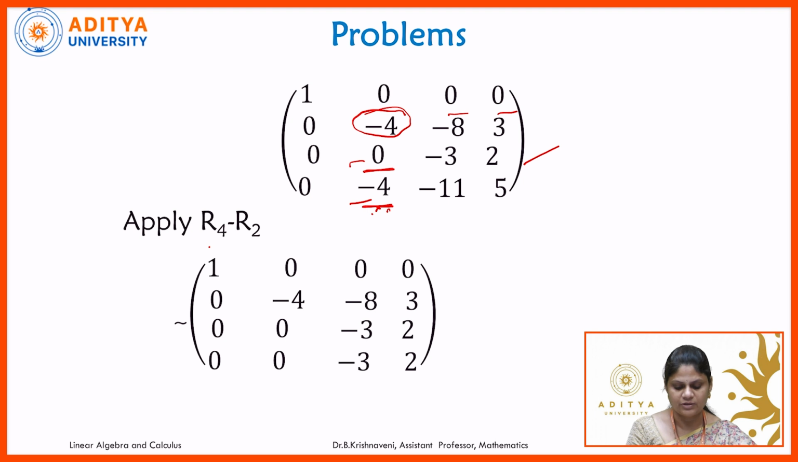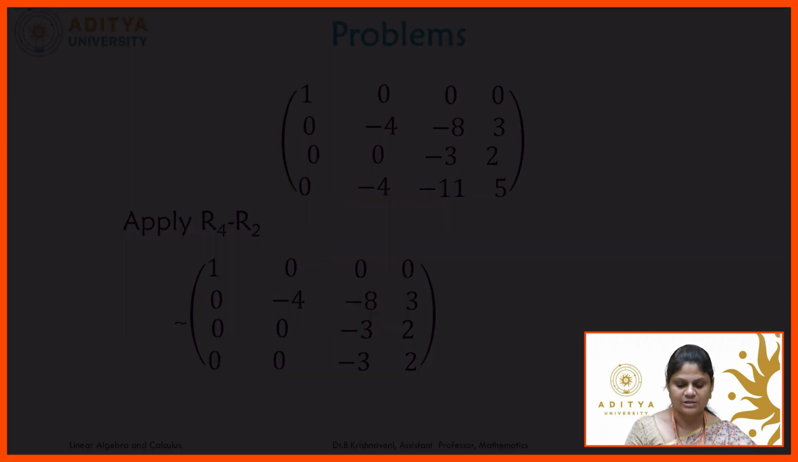So for that, what is the operation I have to use? R4 minus R2. If I perform R4 minus R2, then this element will become 0. So then the above matrix is equivalent to 1 0 0 0, 0 4 minus 8 3, 0 0 minus 3 2, and the fourth row becomes 0 0 minus 3 2. So now what will the next step be?